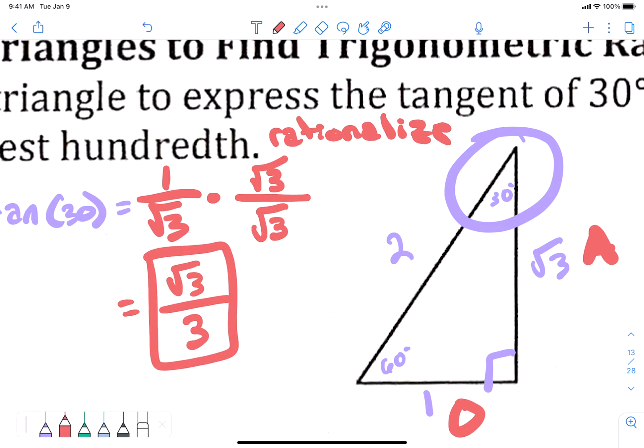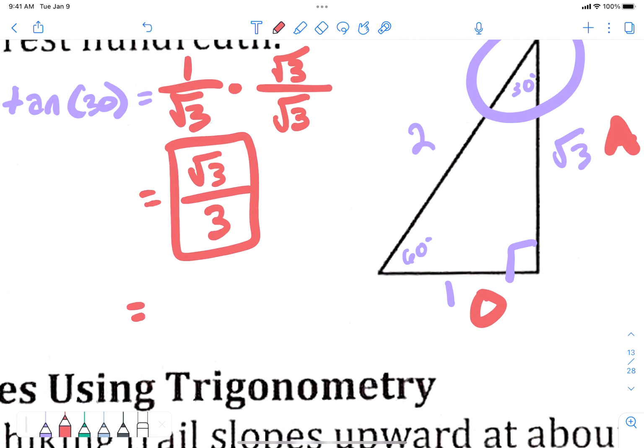That is what tangent of 30 degrees is. Now, let's figure out what that is as a decimal. So the square root of 3 divided by 3 as a decimal is like 0.77, I think, or something. I don't remember. 0.87? I don't remember. 0.5773. Oh, 0.577.